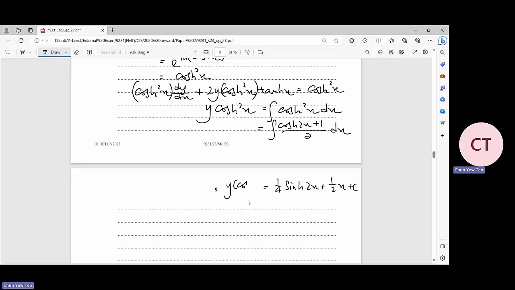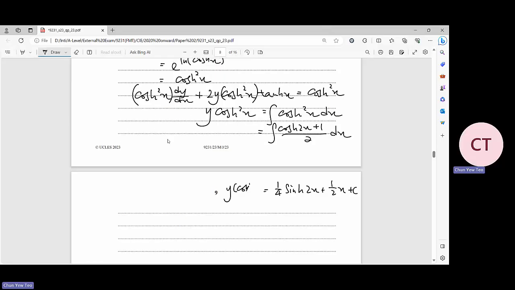y cos squared x. Okay, so now after this, we need to look for the c. We need to look for the c. y cos squared x. Okay. So this is what we have.